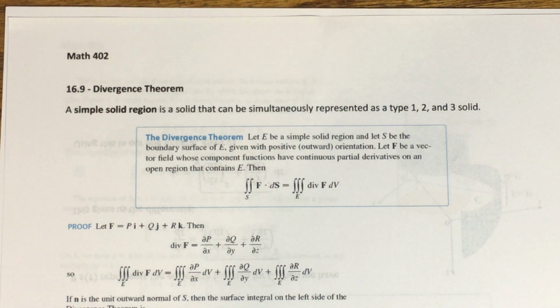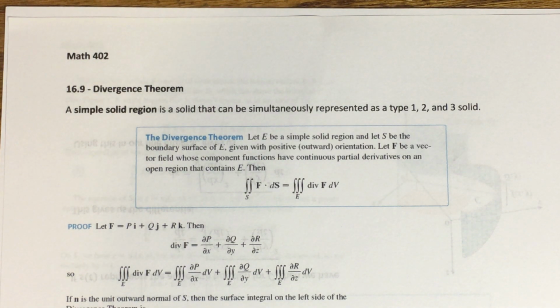Anyways, the topic for this section is the divergence theorem. Sometimes this theorem is referred to as Gauss's theorem, named after Carl Friedrich Gauss, the very, very prolific and famous mathematician who proved lots and lots of different things, but this theorem is among them.